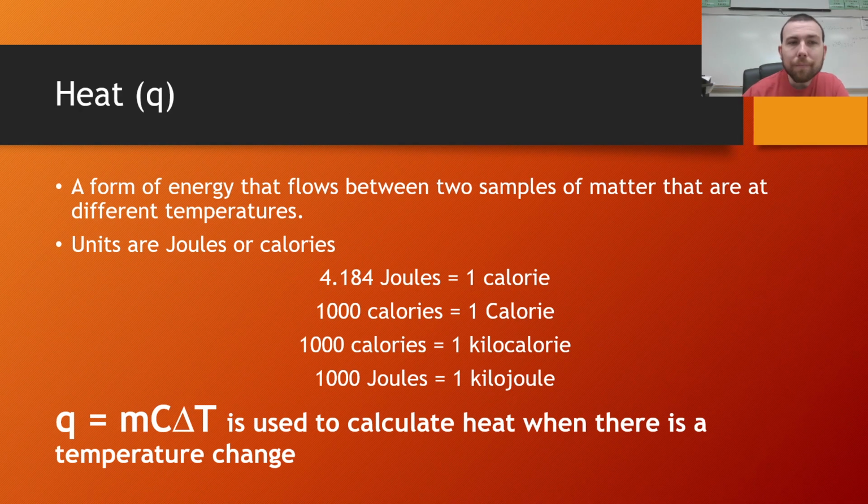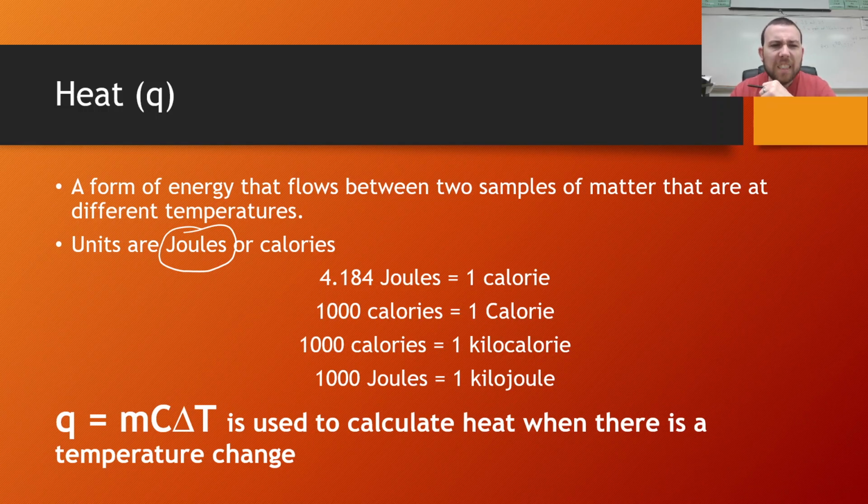Now heat Q, as we've said, is a form of energy that flows between 2 samples of matter that are at different temperatures. We've seen units of joules and calories. However, for us, in the context of AP, we're going to be looking at joules a lot more. But here, this just simply shows you all the ways that you can move between the different types of units. We've got 4.184 joules equals a calorie. Little c calorie, 1,000 little c calories is one big calorie. 1,000 calories is 1 kilocalorie. And then 1,000 joules is 1 kilojoule.